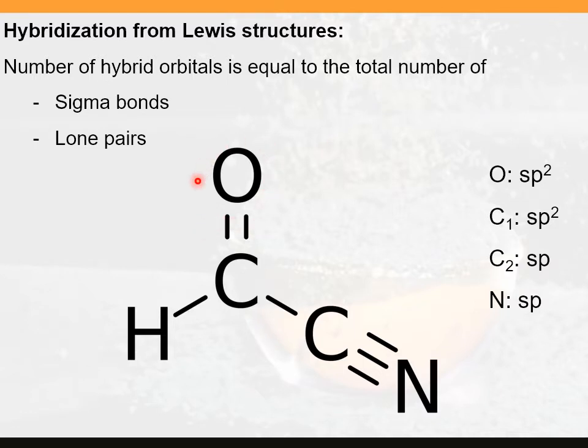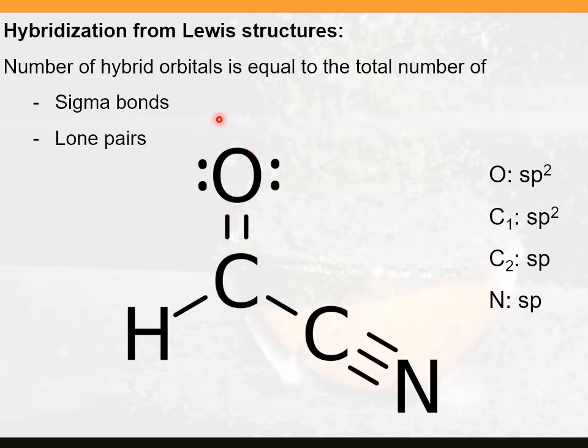However, in order to obey the octet rule, oxygen needs some electron pairs. Octet rule says that oxygen should have 8 electrons around it, or 4 pairs. It currently has only 2 pairs. That means oxygen must have 2 lone pairs on it. The double bond also consists of a sigma and a pi bond.